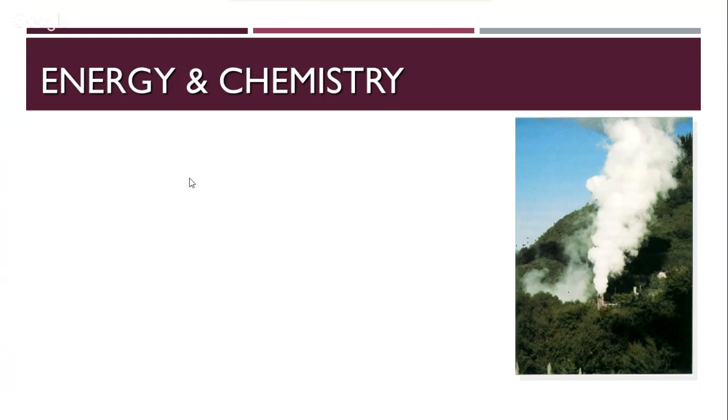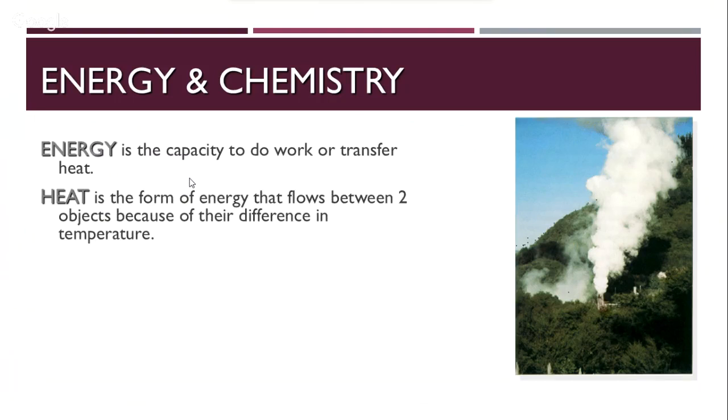Energy and chemistry are related in terms of work or transfer of heat. Energy means that you have some ability to do work or some ability to change this energy into some other form of energy. One of these forms is heat. If there is a temperature difference between two objects, then energy is exchanged. So heat is that form of energy that flows between two objects because of their difference in temperature.